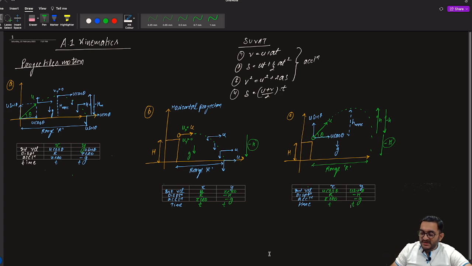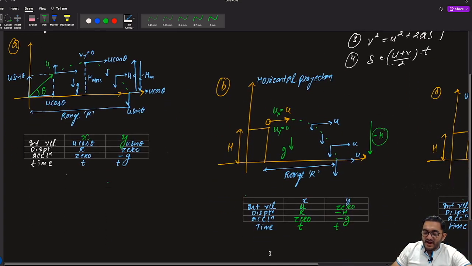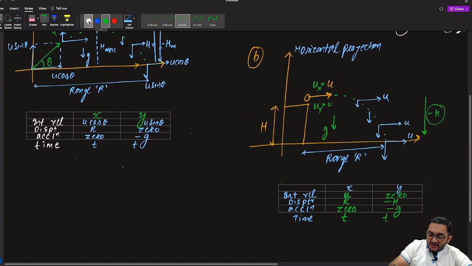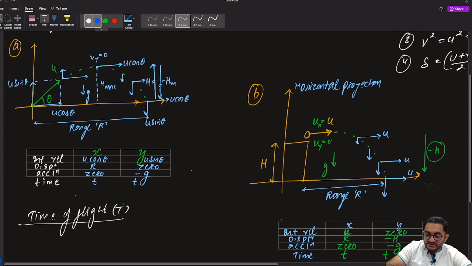Let me give you a simple example. Let's say we have to find the time of flight in the first case. So if I have to write the time of flight, which is basically the time taken by the object to go from point A to point B when it hits the ground.